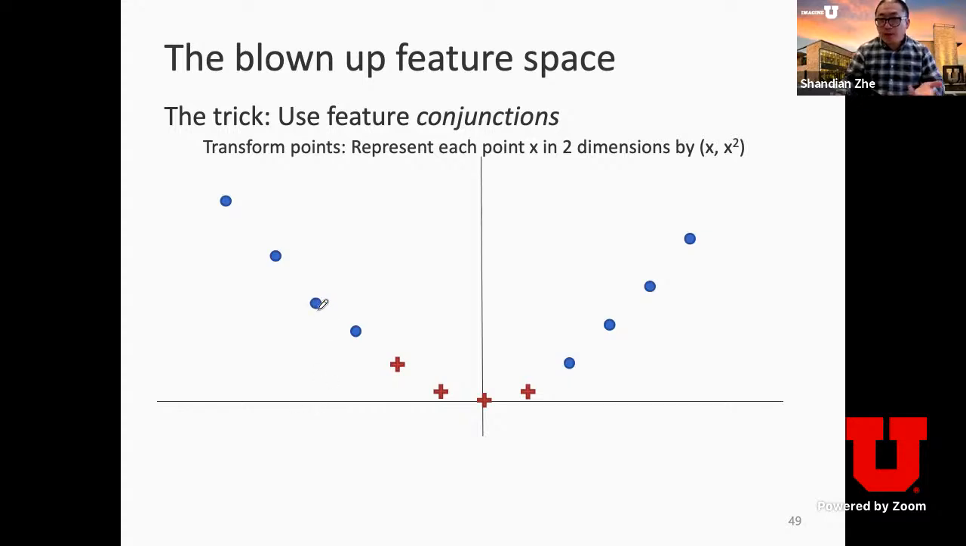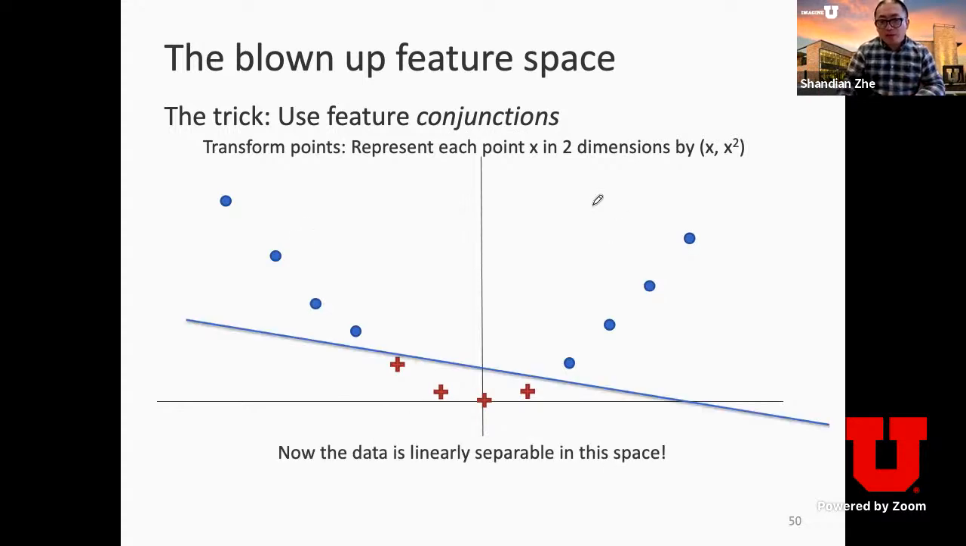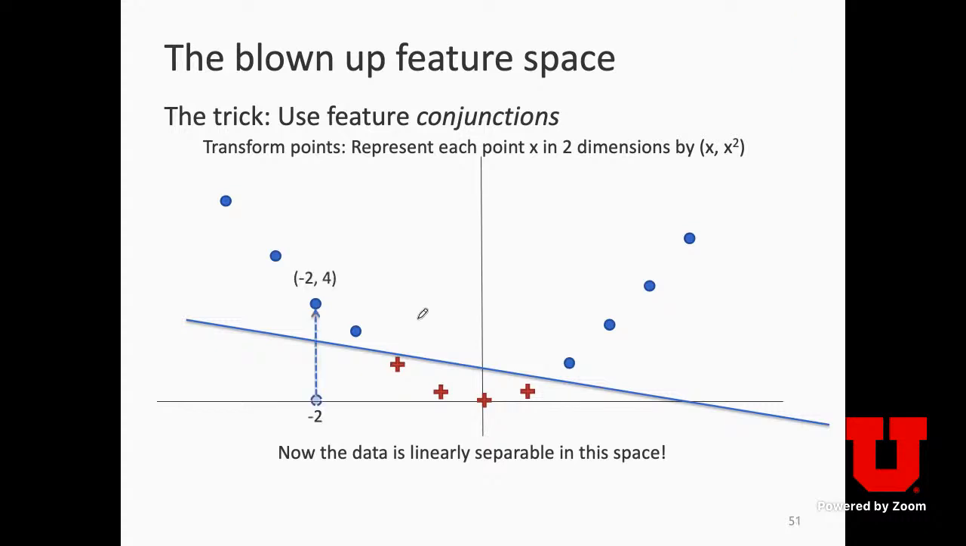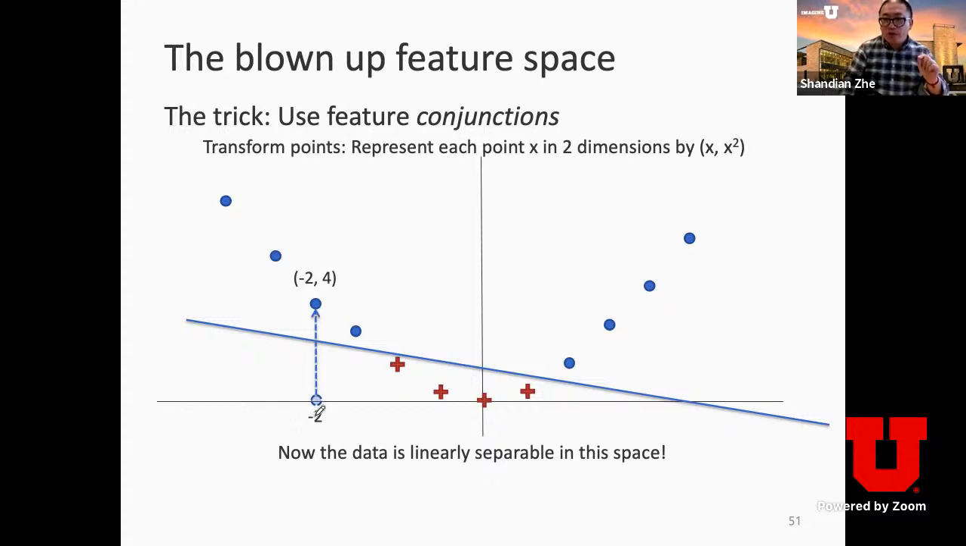Obviously, in this two-dimensional space, it's pretty easy to find a classification boundary which perfectly separates all the positive examples from negative examples. This is just to showcase how the representation of the input changes after feature transformation. In the original one-dimensional space, this particular sample's location is -2, but in the two-dimensional space, it's -2, 4.